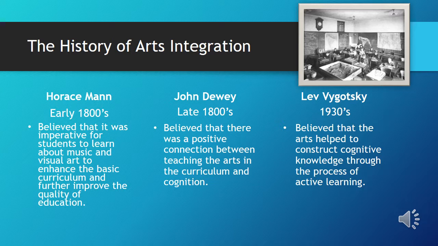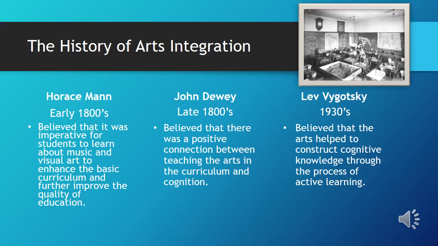Before I break down each art form, I would like to talk about the history of arts integration in education. Three pioneers in education believed firmly in integrating the arts and the benefits the arts have on student learning. As early as the 1800s, Horace Mann believed that it was imperative for students to learn about music and visual art to enhance the basic curriculum and further improve the quality of education.